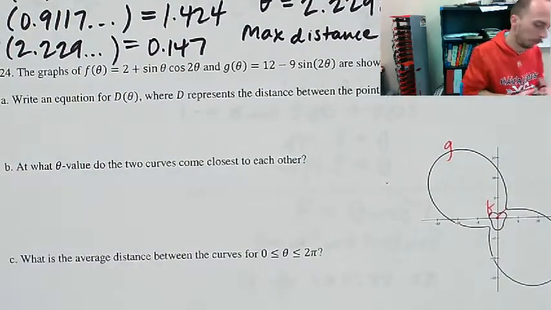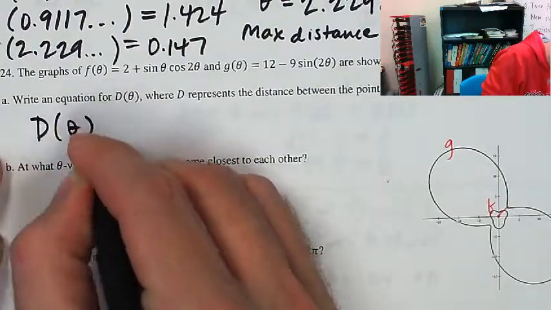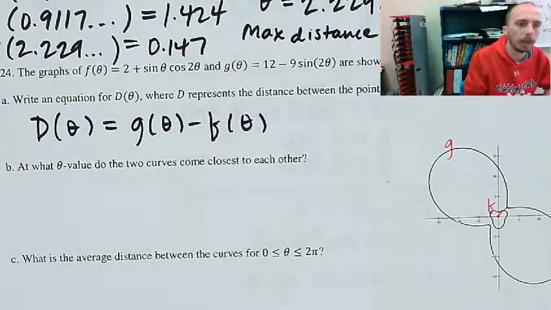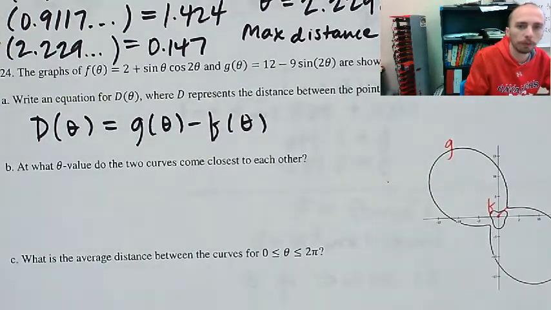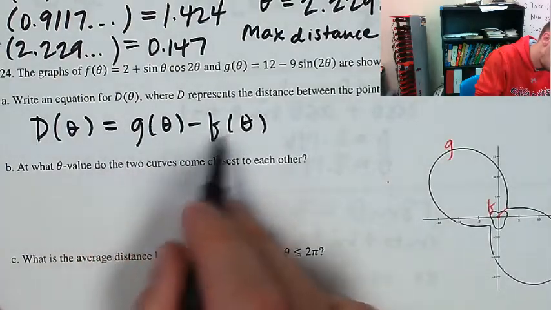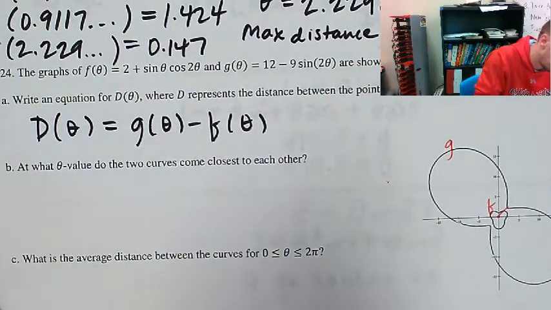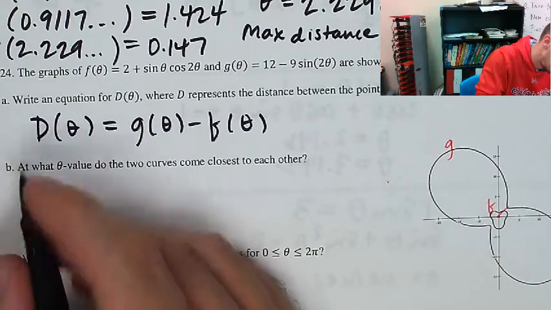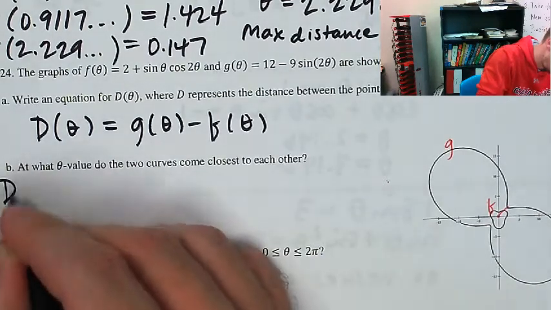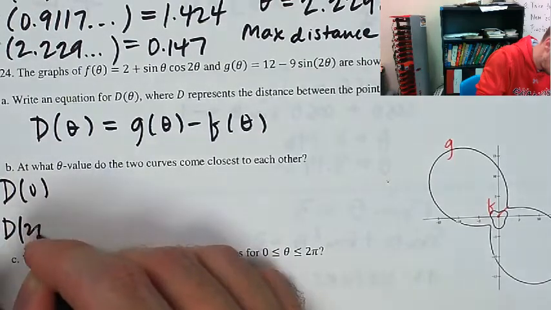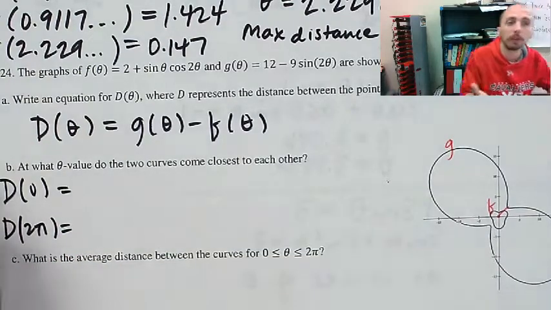So I've got d of theta equals g of theta minus f of theta. At what theta value are the two closest to each other? Probably pretty close to where I drew that little radius. So we're going to run an absolute minimum on these things from 0 to 2 pi, I would assume. All right, so let's just actually find d of 0, d of 2 pi, and the places where d prime equals 0.